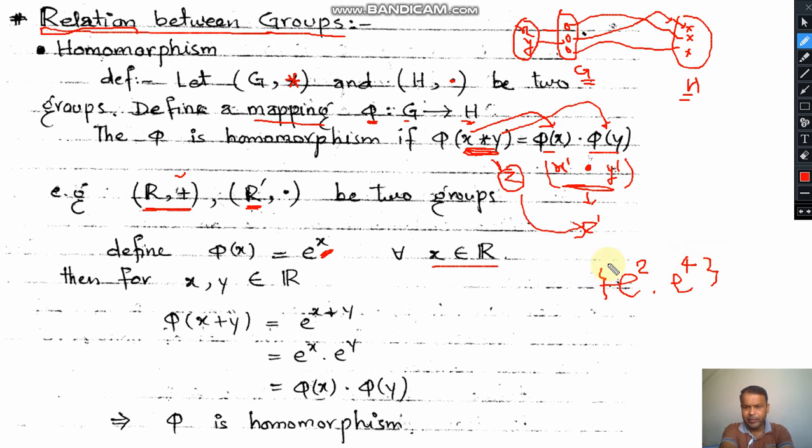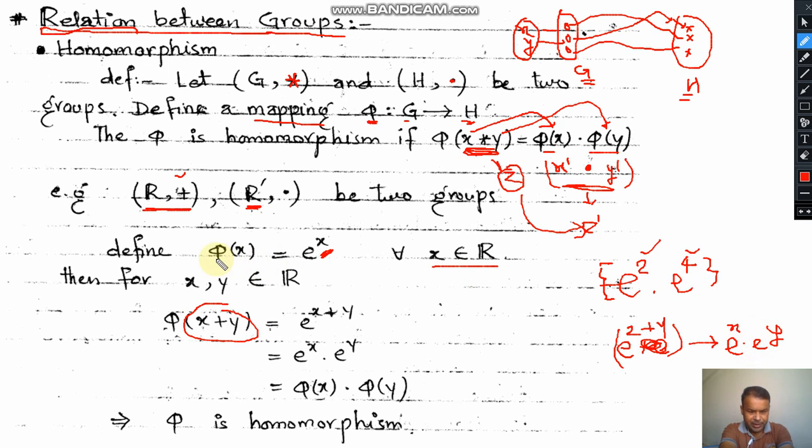So what will happen here? The mapping of their composition. If you add, the composition of x plus y, not elements, this is x and this is y, the composition of 2 plus 4, if you map it, the mapping of this will be equal to the composition of their individual mappings. It means that will be equal to e to the power x and e to the power y.